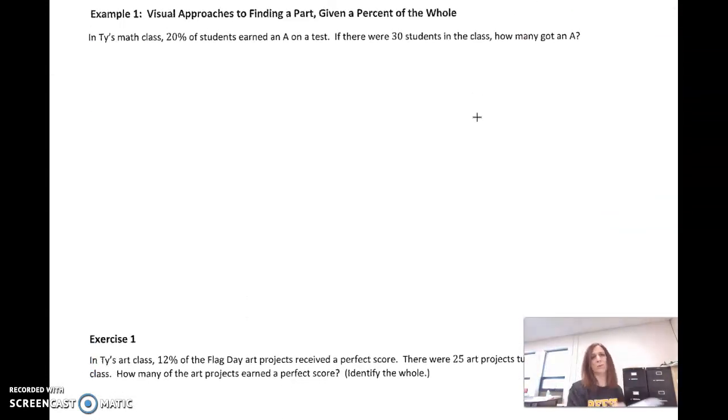A visual approach to finding a part when we're given a percent of the whole. Okay, so in Ty's math class, 20% of the students earned an A. There are 30 students in the class. So obviously this is the percent. If there's 30 students in the class, that's the whole, right? That's the total number of students. So let's think back to tape diagrams.